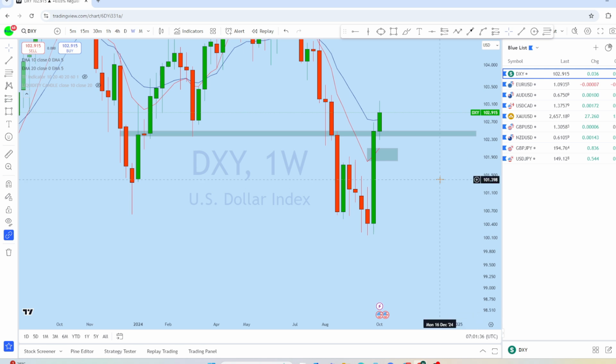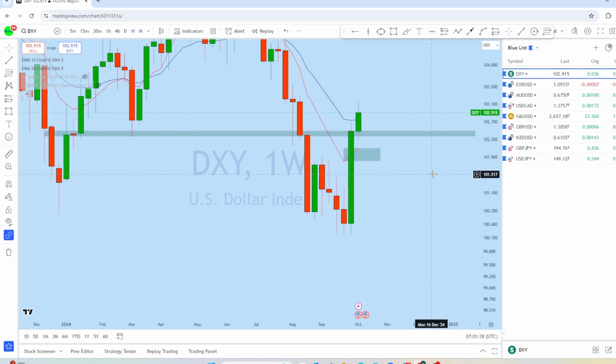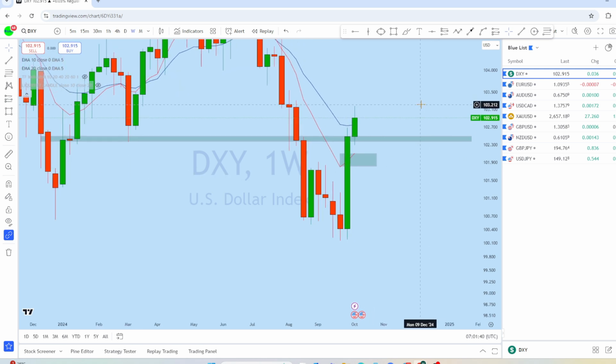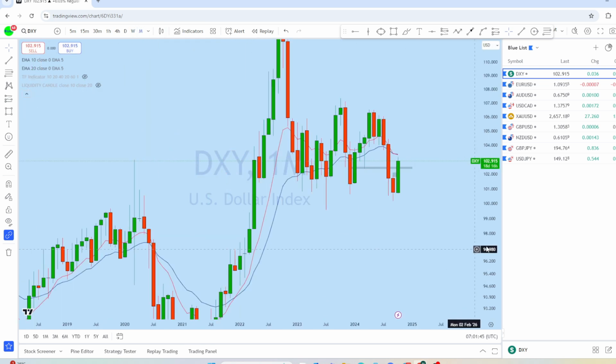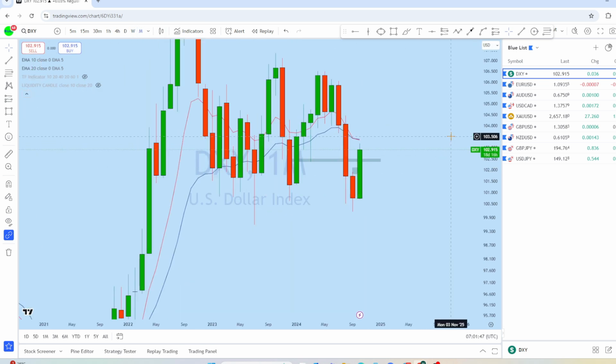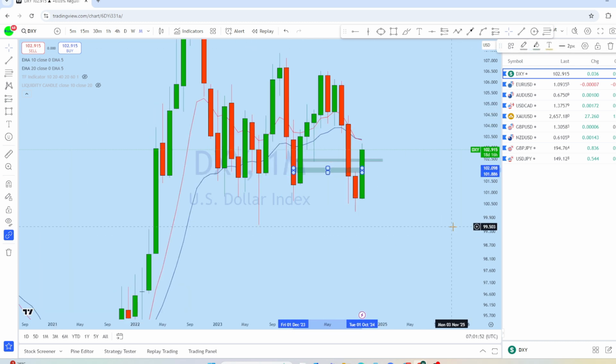So let's begin with first of all DXY. Let's see what kind of opportunity we have in this instrument. Looking at the monthly chart on DXY to see the overall picture in the market. Now from the monthly, we can see that this is a long-term bearish market.